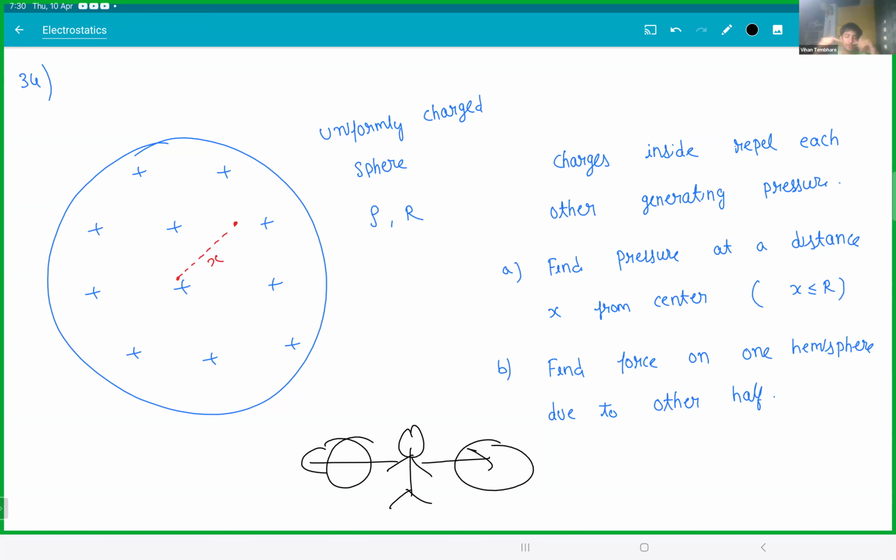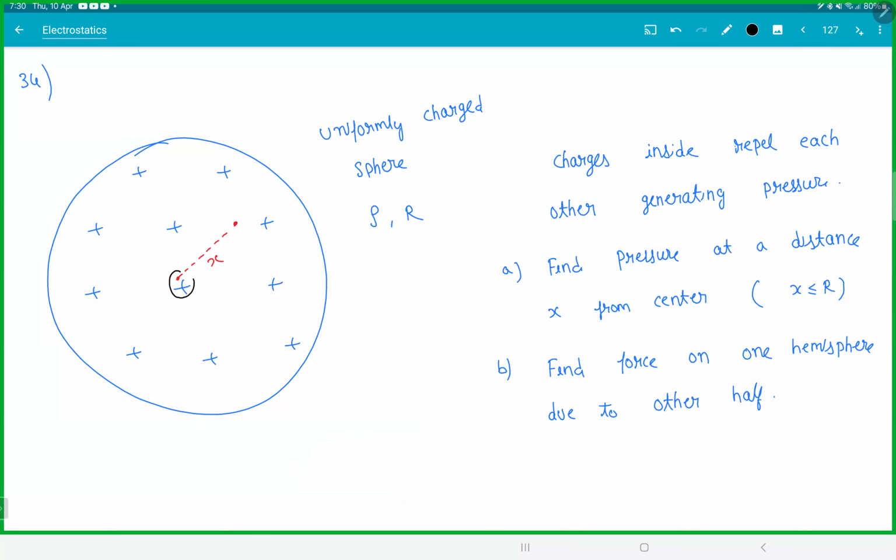Sir, but they are pushing away, right? Because all they are pulling out. Na, see, think of like this. There's a molecule, there's a bond between them. Because of the repulsion, there's a tension in this bond. That is generating pressure, na? Okay. Let's see. Suno everyone.